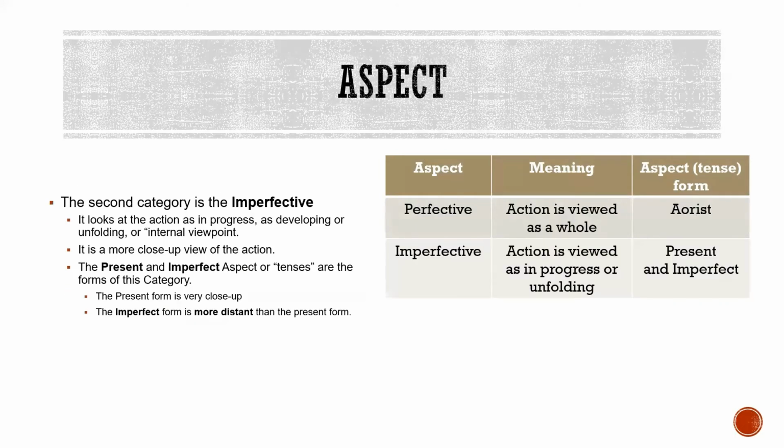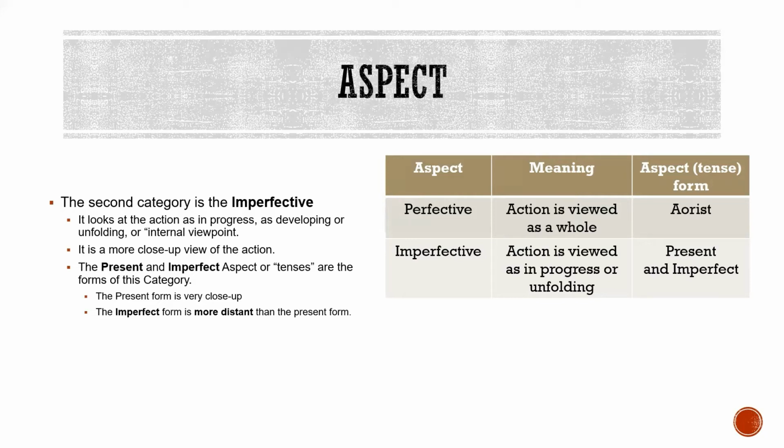The second category is the imperfective aspect. The imperfective aspect looks at the action as in progress, as developing or unfolding, or from an internal viewpoint. The imperfective is more of a close-up view of the action.